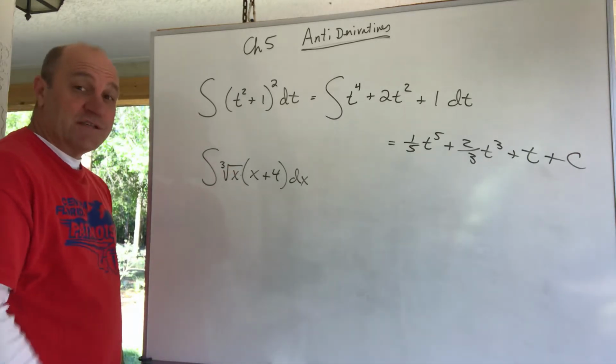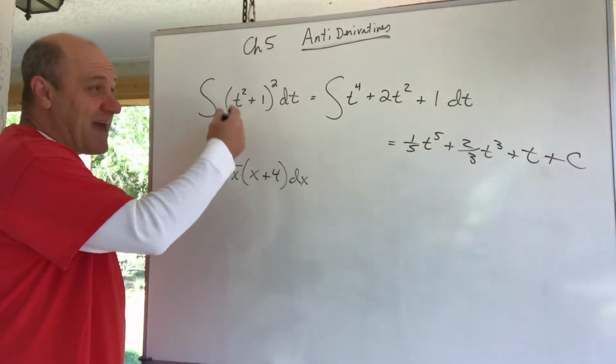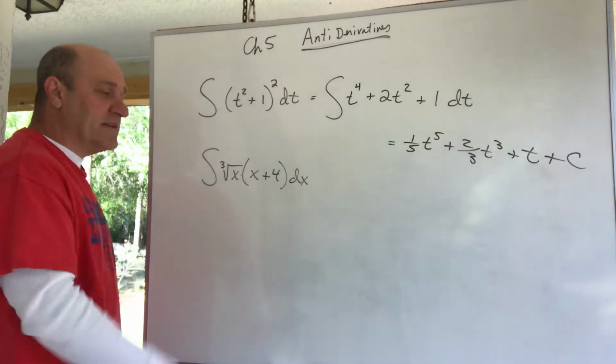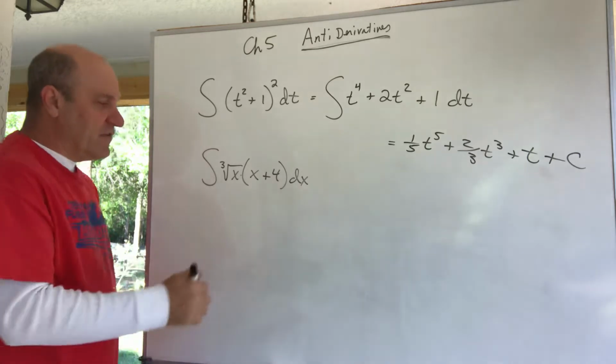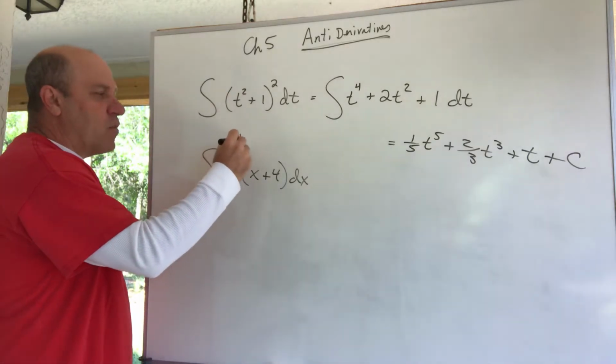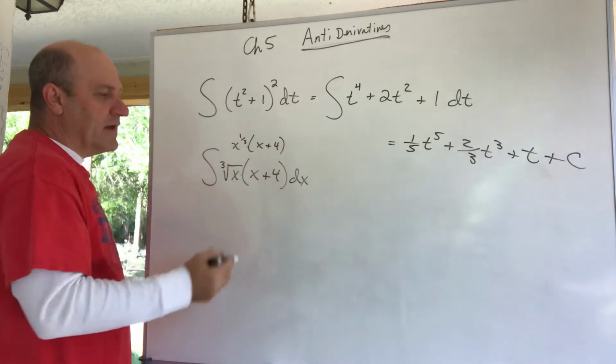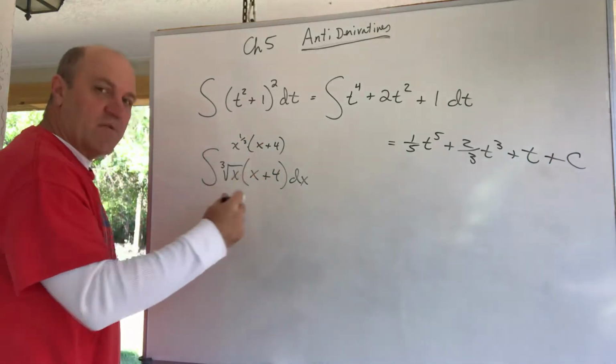What I need to do is distribute, kind of like I did that. That was foiling. I need to distribute and then integrate. I need to rewrite this integral. So in order to do that, I should think of it as x to the 1/3 multiplied by this x plus 4. Okay, I gotta distribute and then integrate.